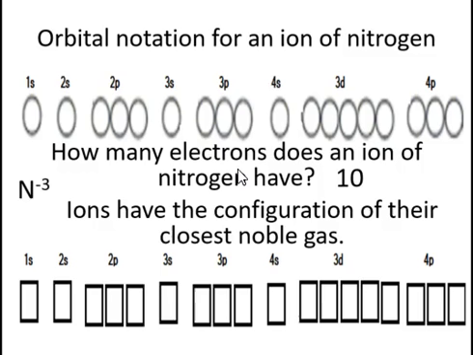So we're going to distribute 10 electrons. 1, 2, 3, 4, 5, 6, 7, 8, 9, 10. How is this configuration any different than an oxygen ion, oxide? How is it any different than an O-2? It's not, because O-2 will also have 10 electrons. And elements, when they turn into ions, have the electron configuration of their closest noble gas.